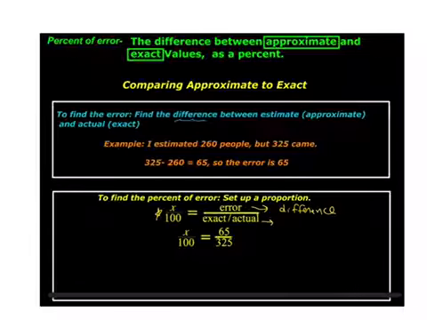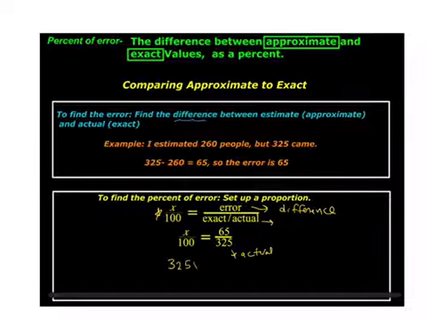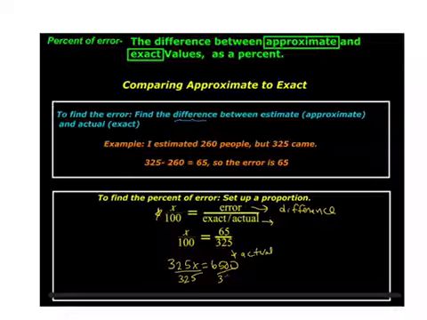So in the above example, we would do x over 100 is equal to 65, right? That's the difference in the number of people who were estimated and the number of people who came. And 325, which is the actual number of people who attended. Once we have this set up as a proportion, we know how to solve it. We're going to cross multiply to get 325x is equal to 6,500. We're going to divide both sides by 325 to solve for x.